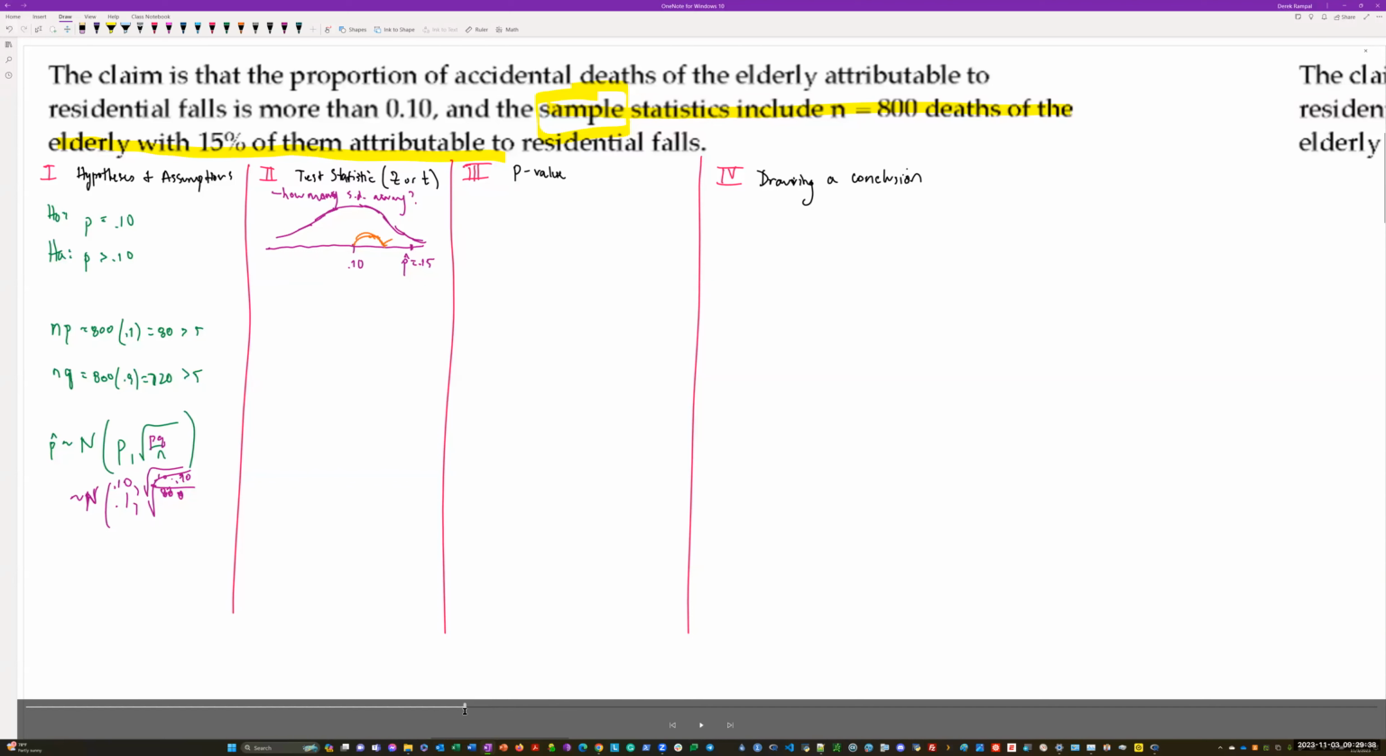How are we going to do that? We're going to do it the same way we've always done this: we're going to calculate the z-score. The z-score is equal to the value of interest minus the mean, divided by whatever the value of the standard deviation is. We have all of these things. The mean is whatever this is, and the standard deviation is whatever this is.